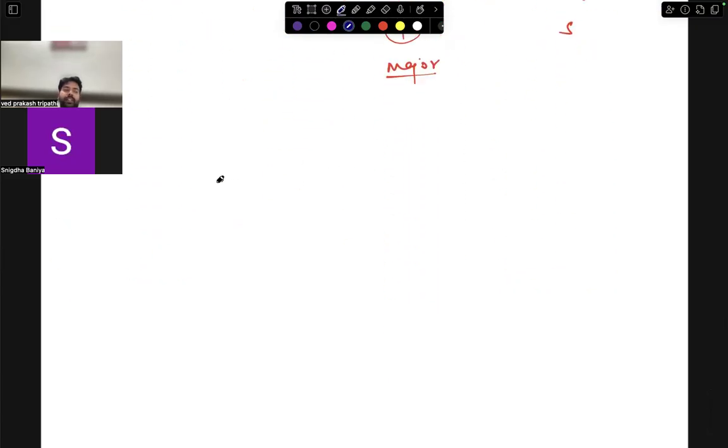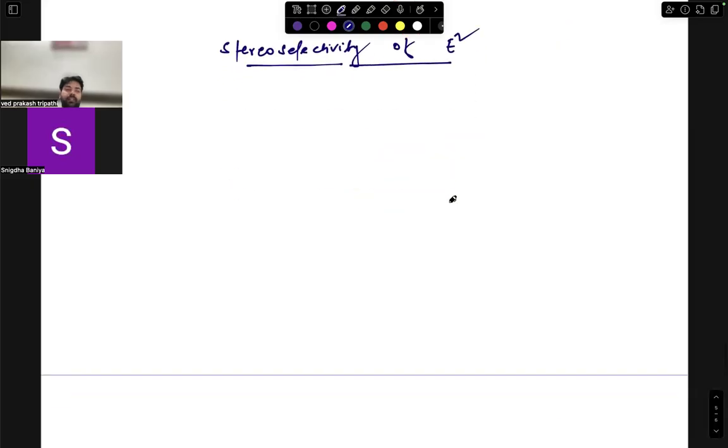Now the next is stereoselectivity of E2. First we learned regioselectivity. Regio means we have two different products, and out of them which one is major and which one is minor, like Zaitsev and Hofmann. But in stereoselectivity, we have products that are stereoisomers of each other, like cis and trans forms, and then we can say which one is more stable. Generally, the trans or E form is more stable. So that would be stereoselective.